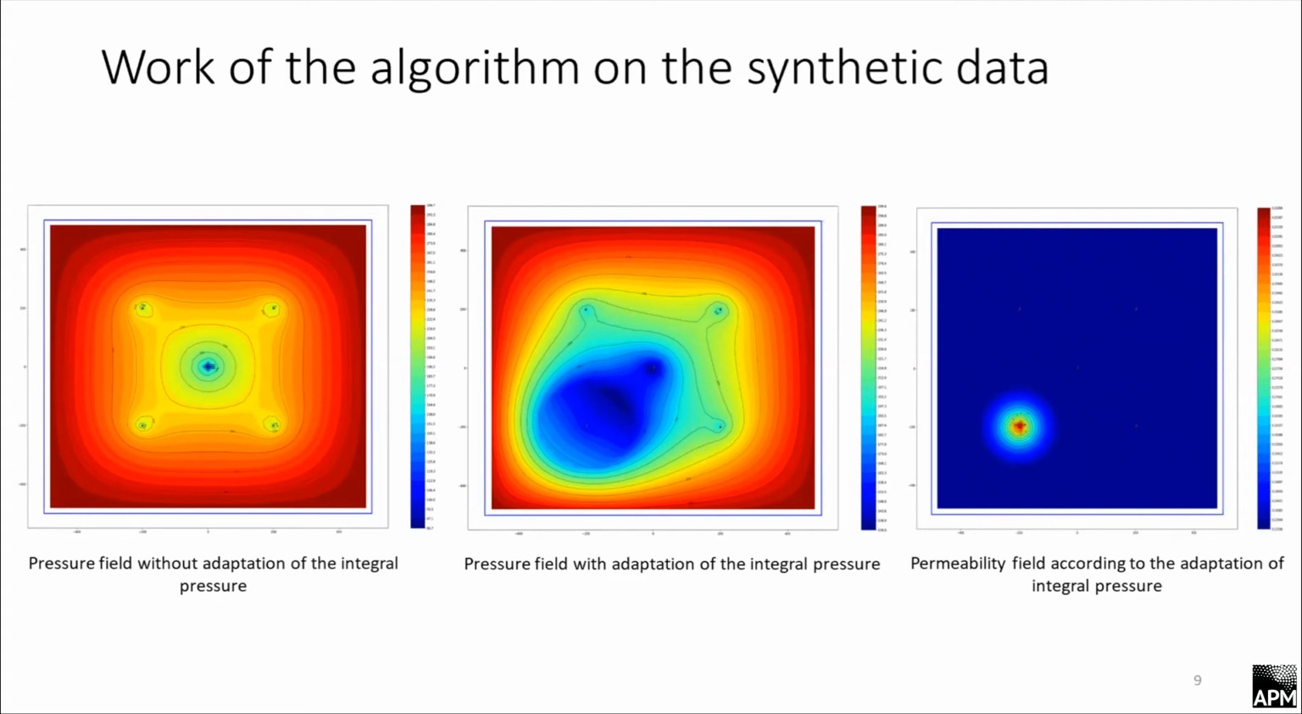Don't be scared by this picture, because it's an extreme case to show the real difference. But in reality, when we plot maps, the difference is not such a huge deal. You will see later. And the third picture shows the permeability field distribution.